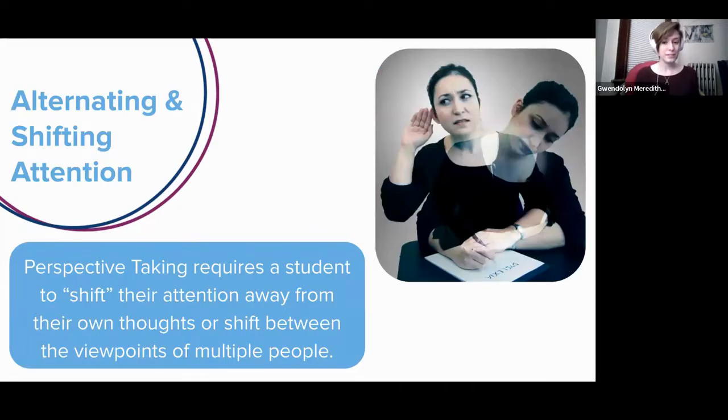So if a student is having trouble paying attention to a friend talking, it might impact them while making connections, because perspective taking requires a student to shift their attention away from their own thoughts, feelings, and desires to the viewpoints of multiple other people.